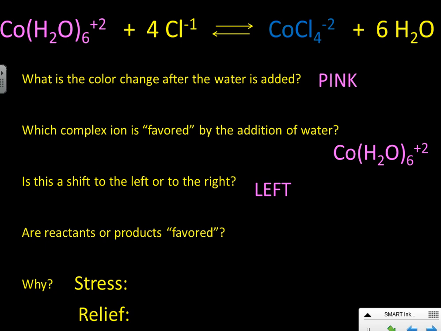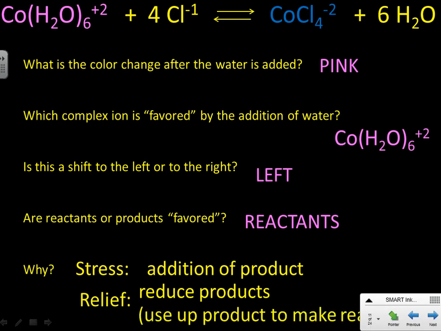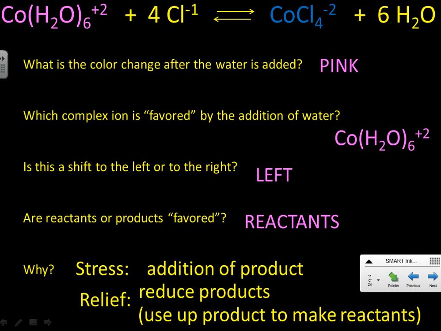So do we say the reactants or the products are favored? Well, if it's shifting to the left, then we say that reactants are favored. So here's the explanation. The stress was that we added a product. The relief is that products need to be reduced. How does that happen? We are going to have to use up product to make reactants. So the added water gets used up with the blue anions, turning them into chloride ions and the pink cation. So the net effect is that the added products get reduced, but the result is that the pink ions were produced in a greater quantity.